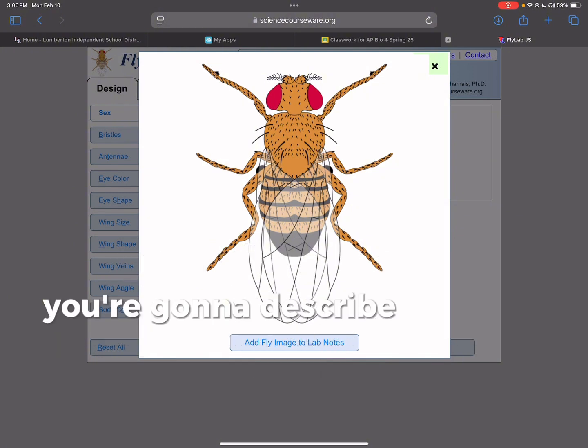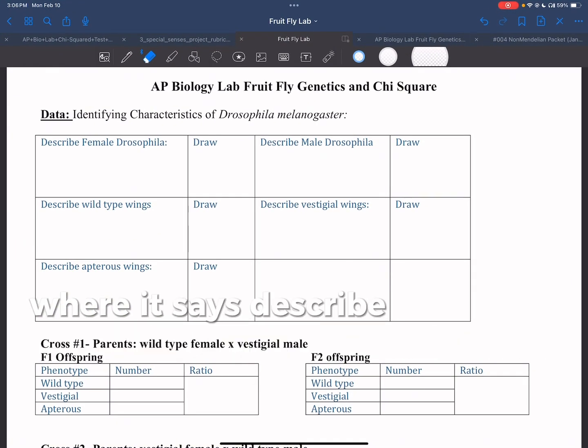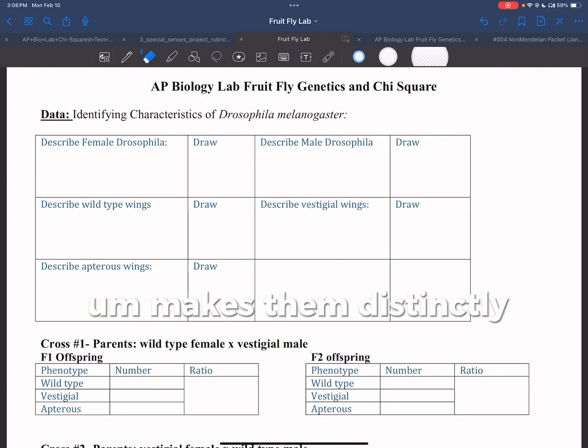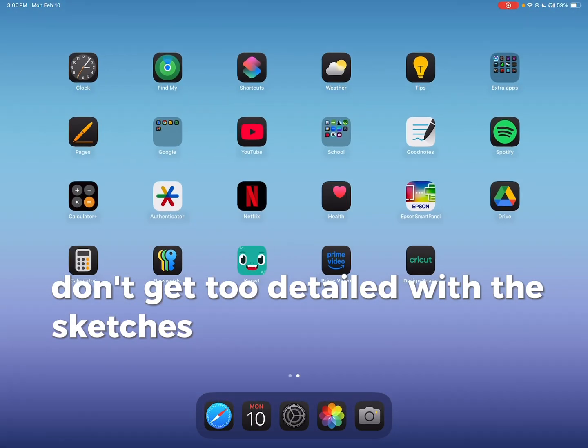And so you're going to describe that briefly in this handout portion where it says describe and draw a little sketch of what makes them distinctly different from each other. Don't get too detailed with the sketches. And so that's the first part.